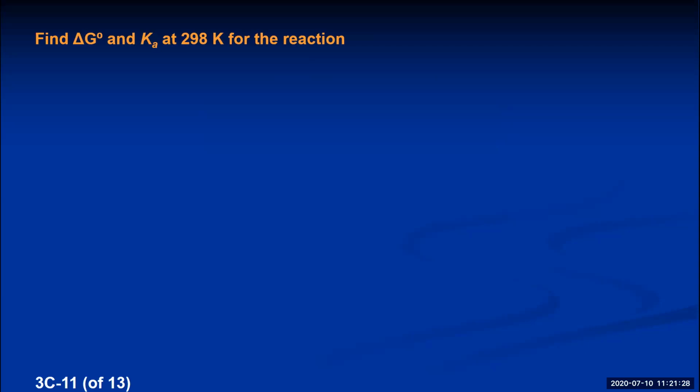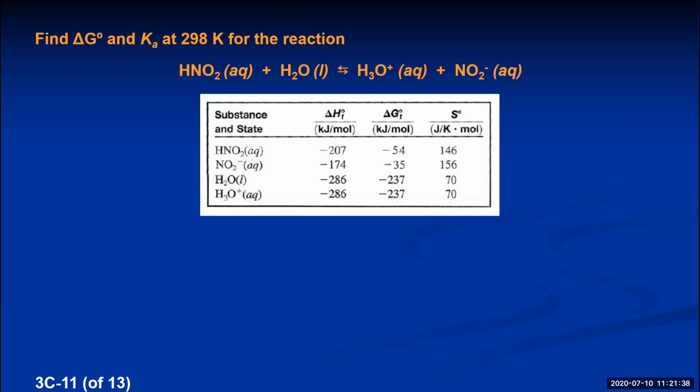Let's find delta G naught and the Ka, both at 298, for the reaction for the ionization of the weak acid, nitrous acid, and water. And I'm going to give you information from handout 5, and we'll give you a chance to try to do this on your own. So if you want to take a couple minutes, see if you can calculate the standard free energy change and then the equilibrium constant for this given reaction.